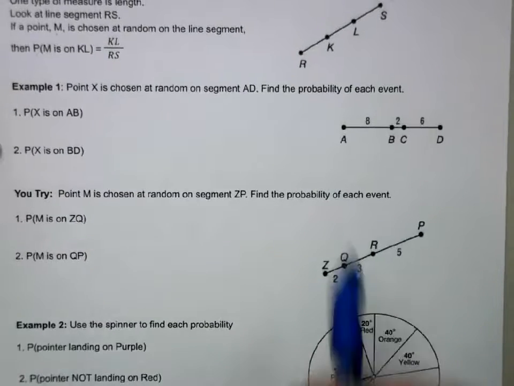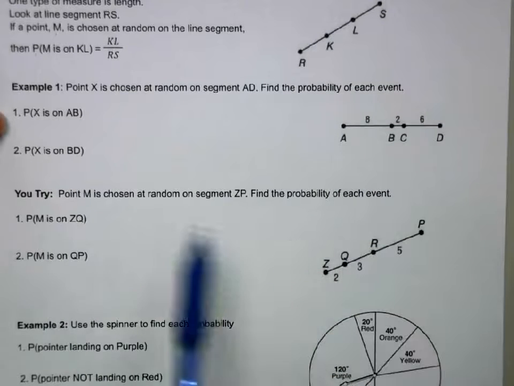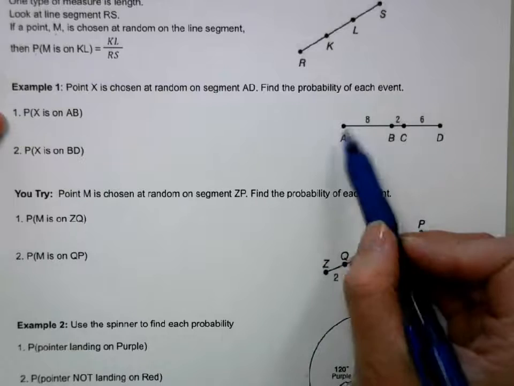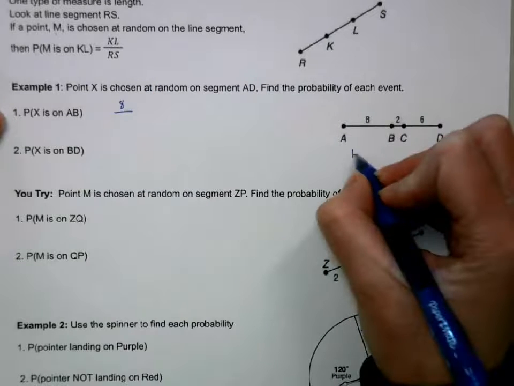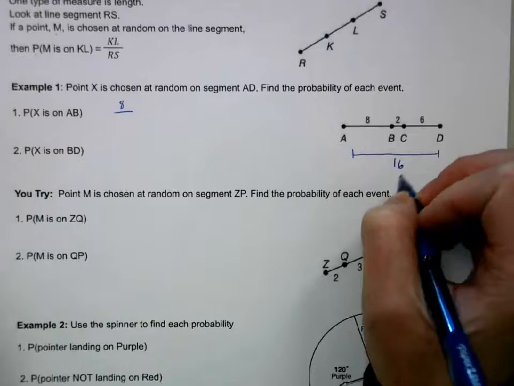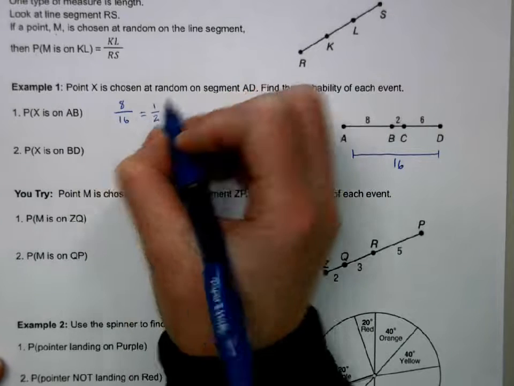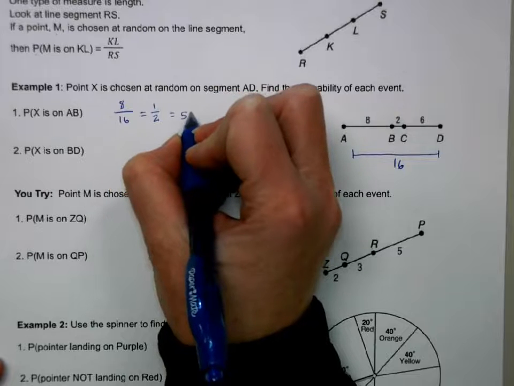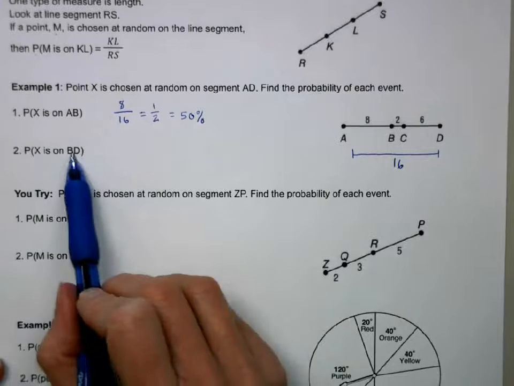So let's look at this one. Point X is chosen at random on AD. What is the probability that X is on AB? Well, AB is length 8. The whole thing is 16. So 8 out of 16 is 1/2 or 50%. And again, you can write it as a decimal, a fraction, a percent. All of those are valid.